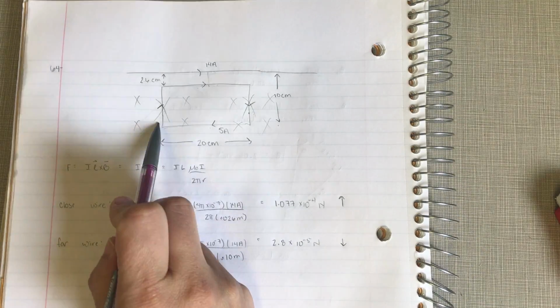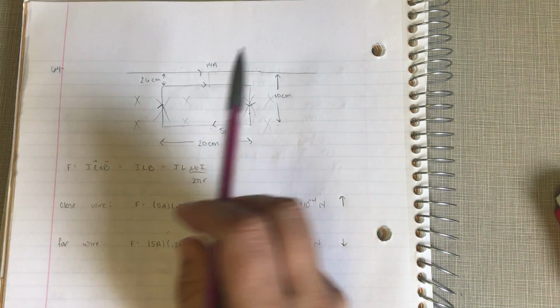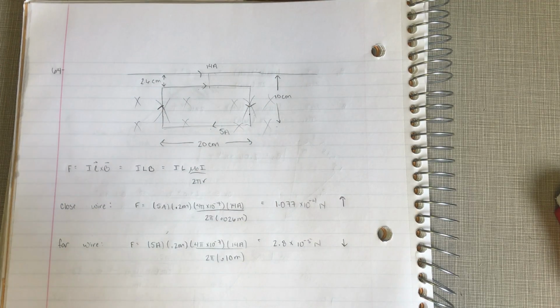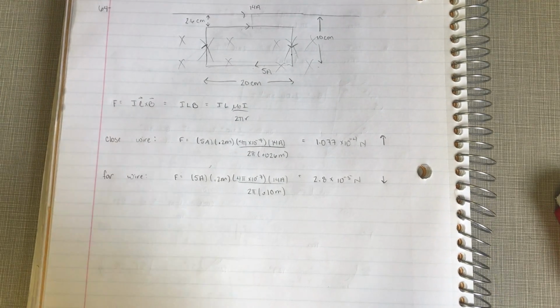Now again, for the two sides, one's going this way, one's going this way. Same length, so they're going to cancel each other out. So I don't have to worry about them.